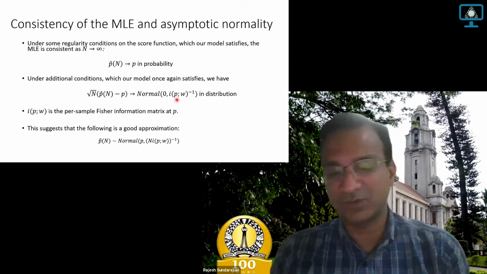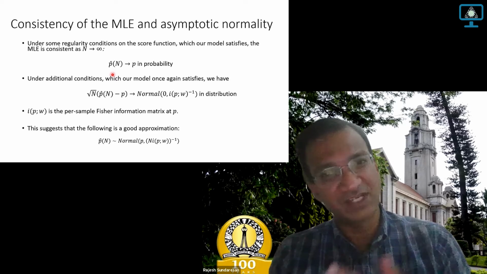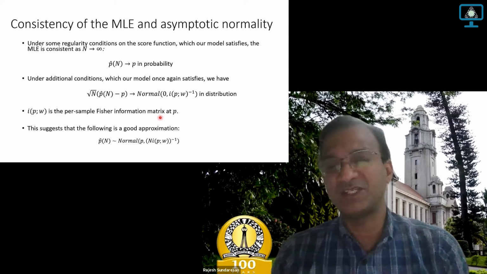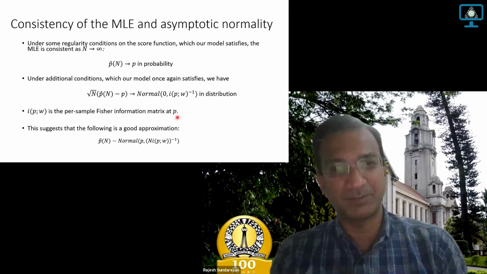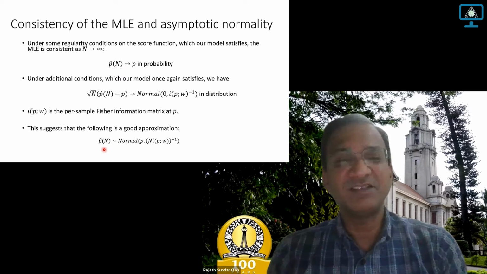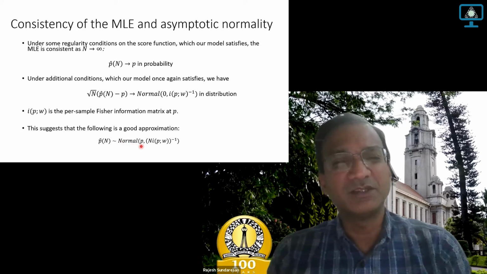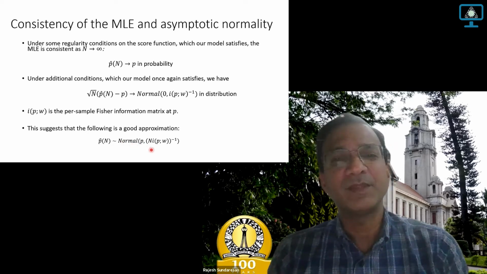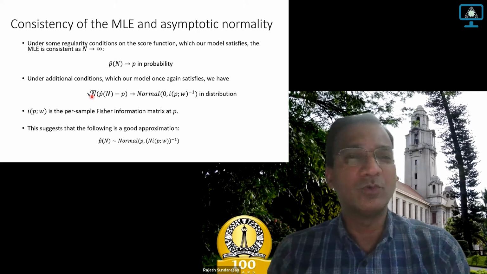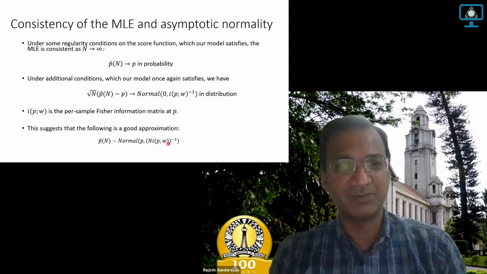And this covariance matrix, it's a covariance matrix because we are doing a vector parameter estimation. Here the p hat refers to the vector of 3 parameters. So the covariance matrix is the per sample Fisher information matrix evaluated at the parameter p. So what this suggests is that the estimate p hat of n is approximately normal, if n is reasonably large, with mean p, which is the true parameter, and covariance given by, since we have a root n here as the scaling, we bring it back and write this as 1 over n times the per sample Fisher information matrix inverse.